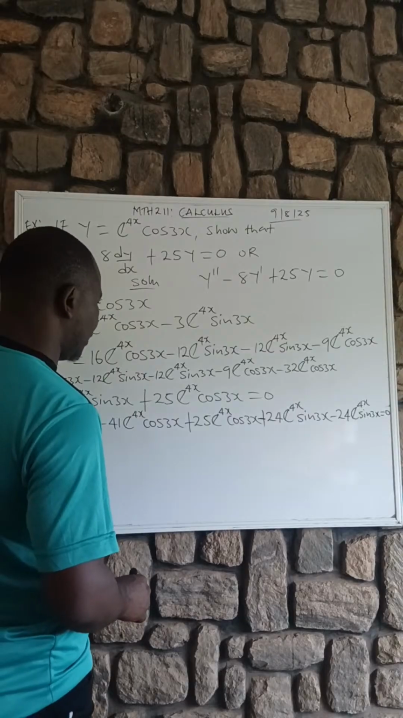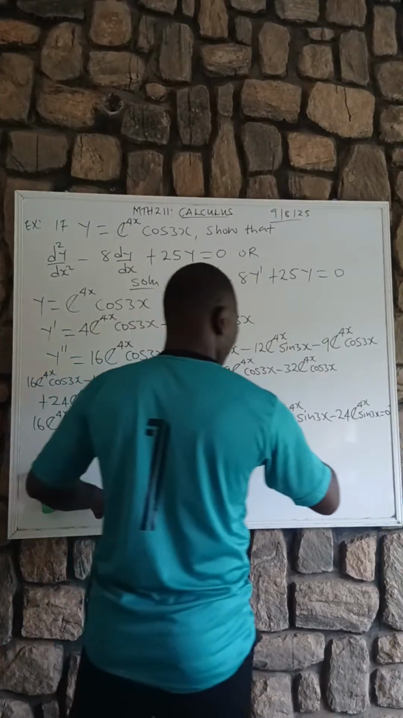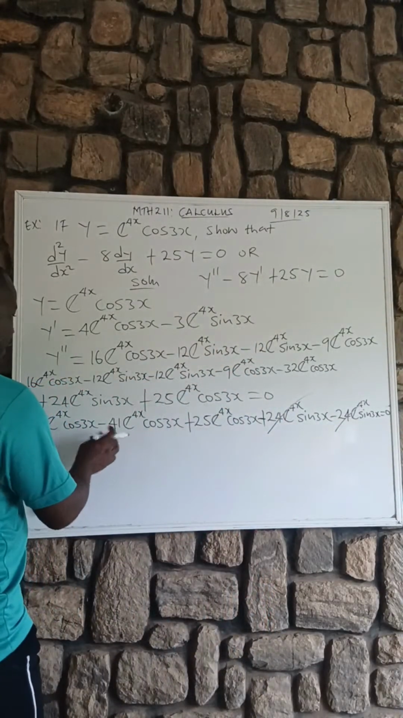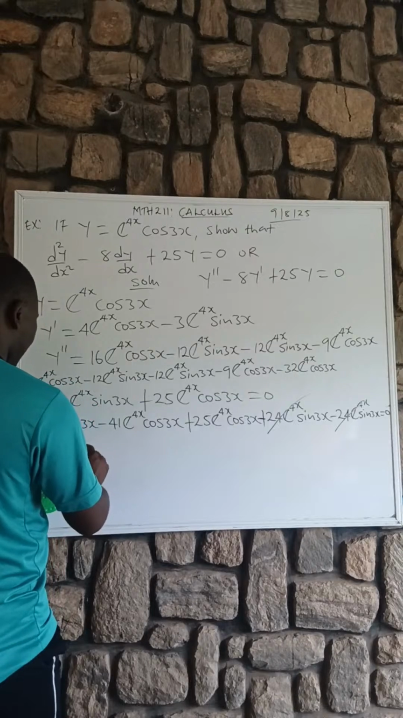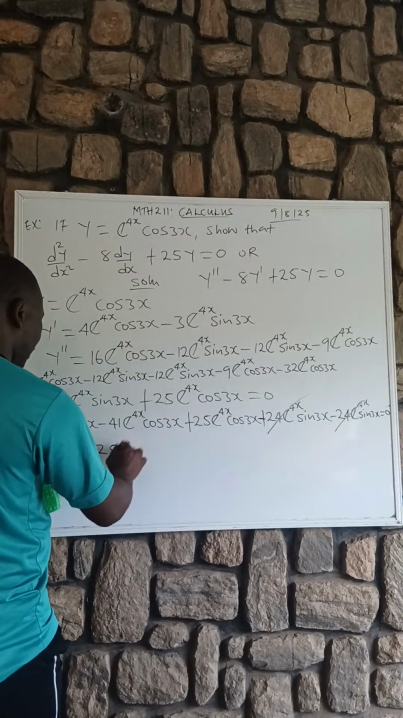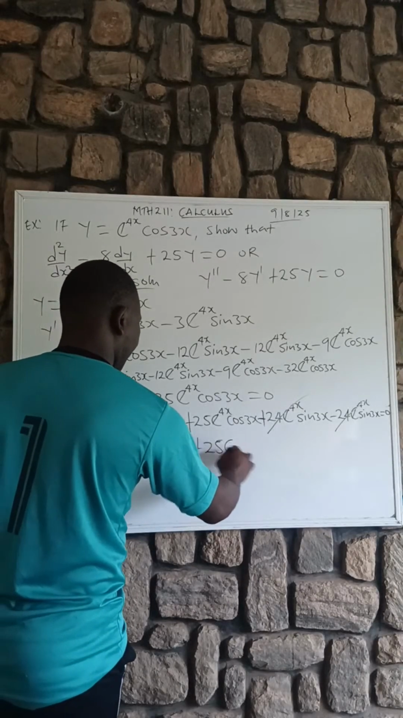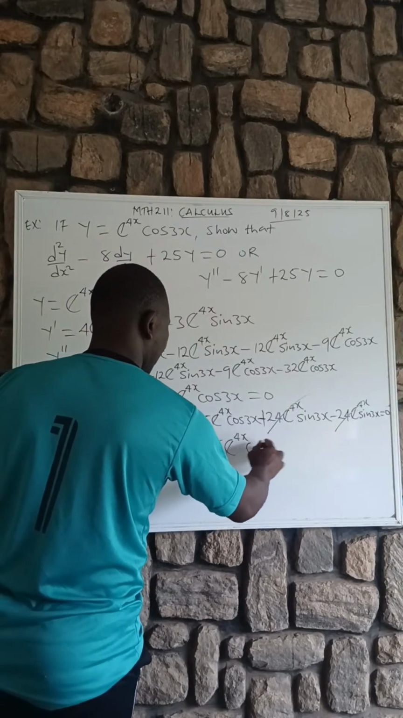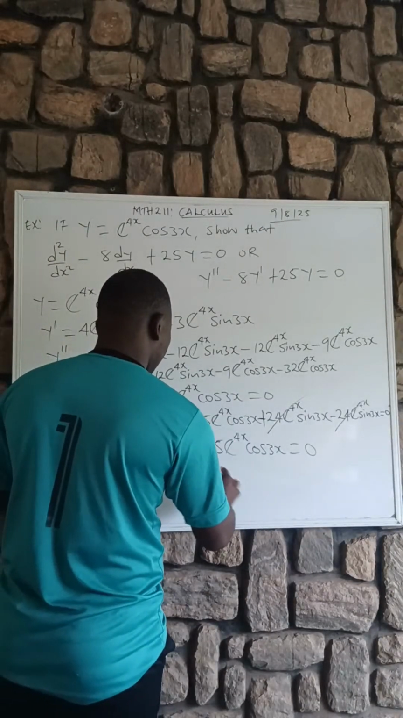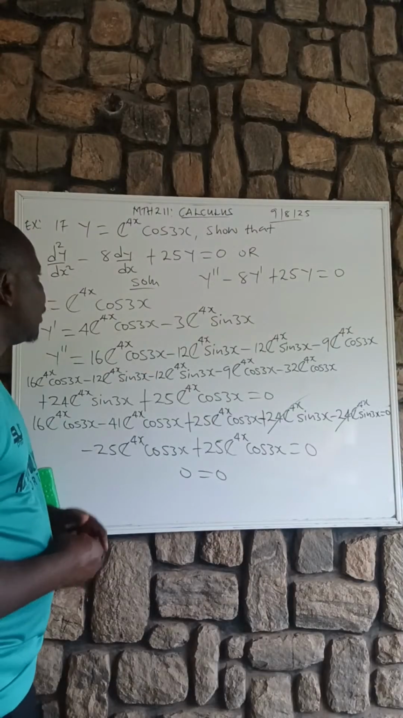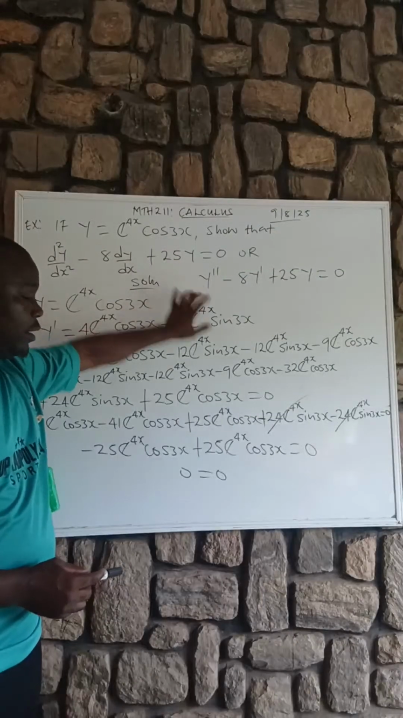here we are going to have this and this will cancel. This and this will cancel. Then here will give you 25. Minus 25 e^(4x) cos 3x plus 25 e^(4x) cos 3x equals 0. So you can now see that 0 is equal to 0. Amen? So this is a solution to this differential equation.